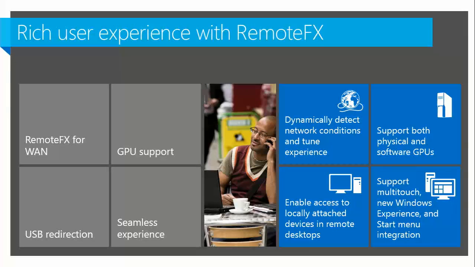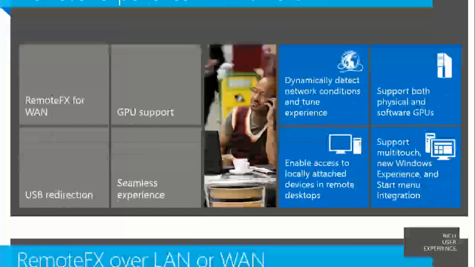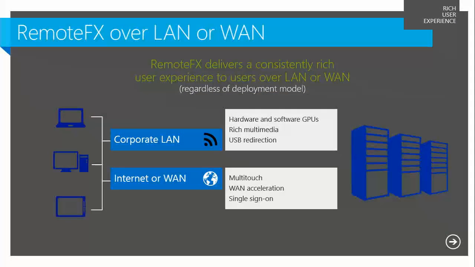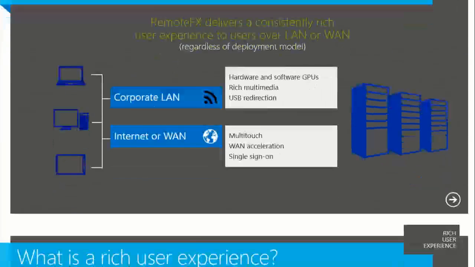USB redirection, seamless experience. I'll talk about those here in just a bit in more detail. But let me talk about the WAN improvements, because this is really a big thing. Like I said, people always said, you're fine in the LAN, but then once we hit the WAN, it gets too slow, it's slow to reconnect, it just doesn't work great. So we made a bunch of improvements in what we do over the WAN.